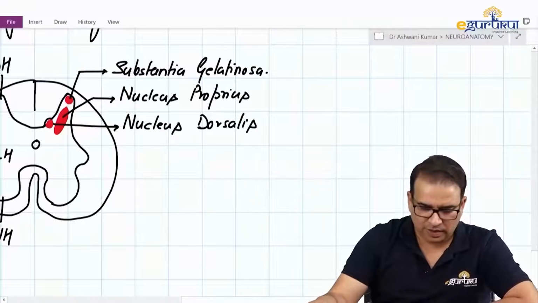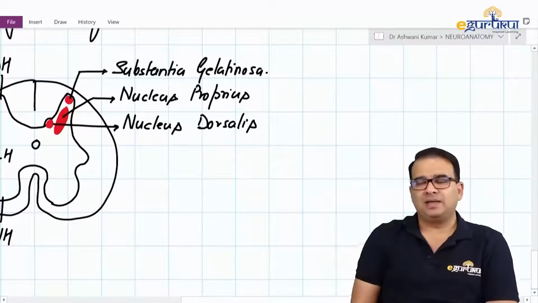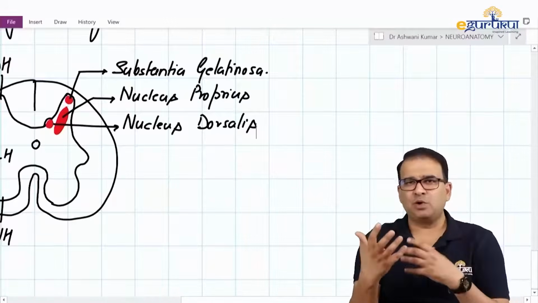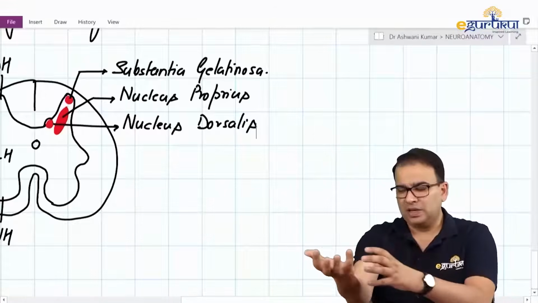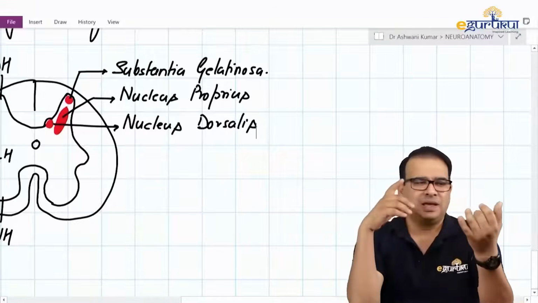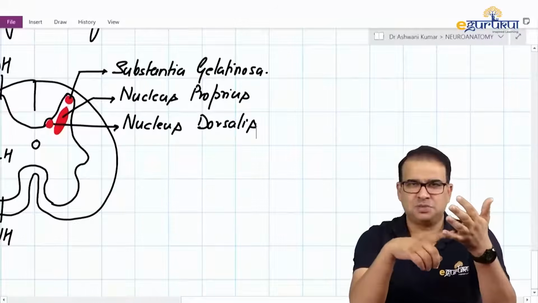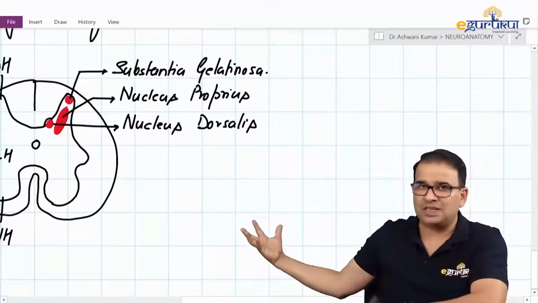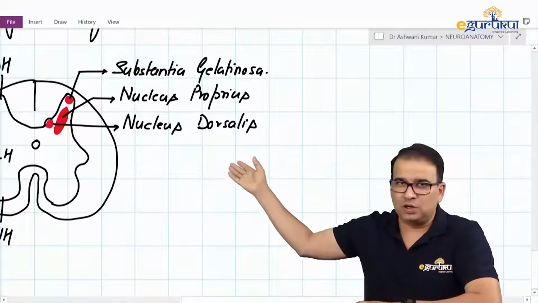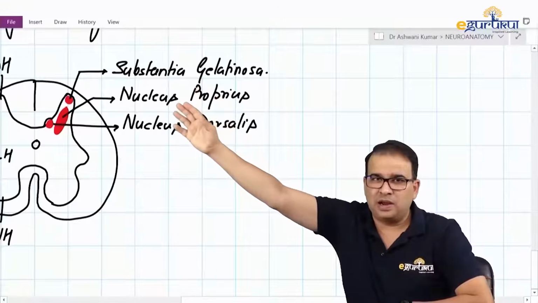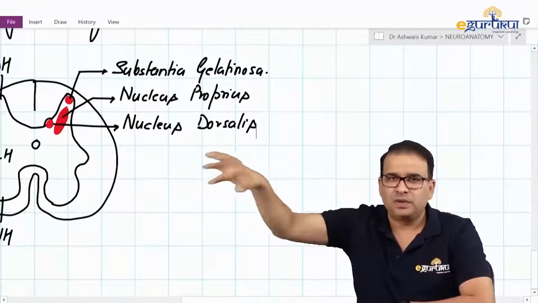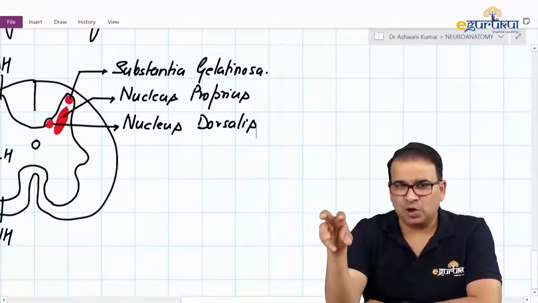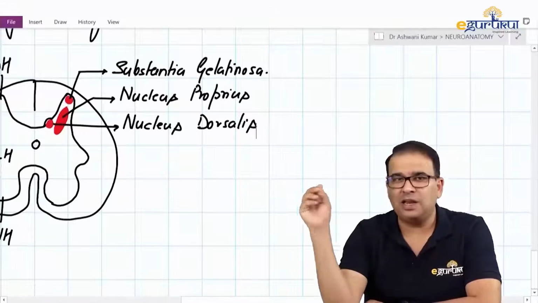Now, why do we have these three nuclei? When we look at the sensation coming from outside, from the skin or muscle or dermis, the types of sensation are pain, temperature, touch, pressure, vibration, stereognosis. All these sensations, when they come from outside, first come through the dorsal nerve, enter the spinal cord, and go into the dorsal horn. Once they reach the dorsal horn, they relay that information in one of these nuclei.